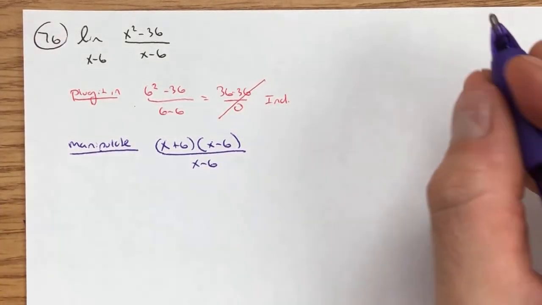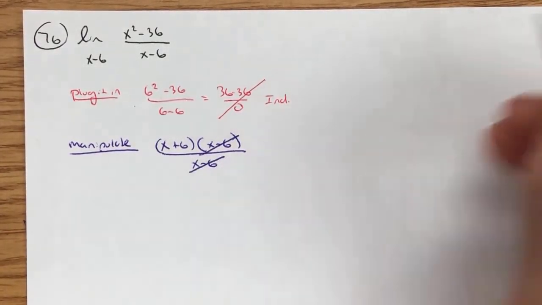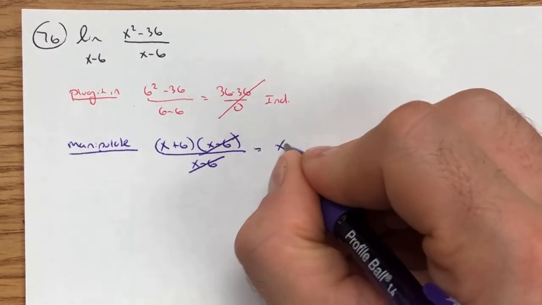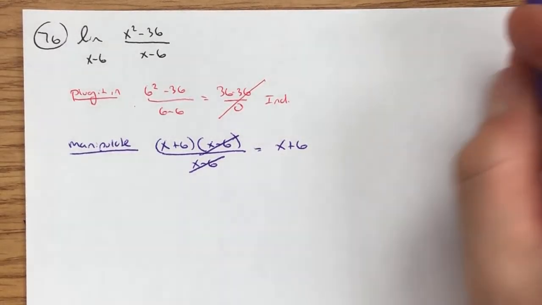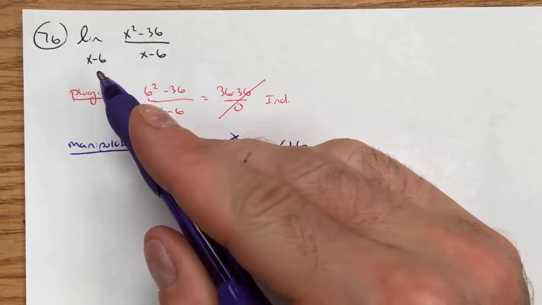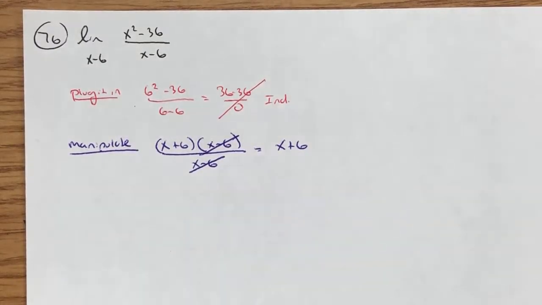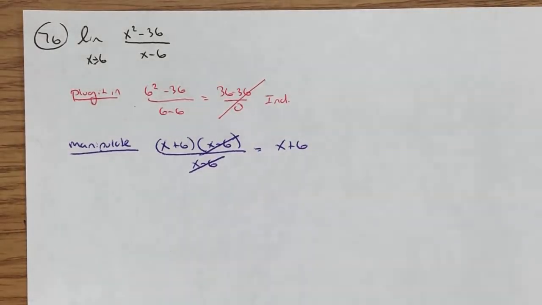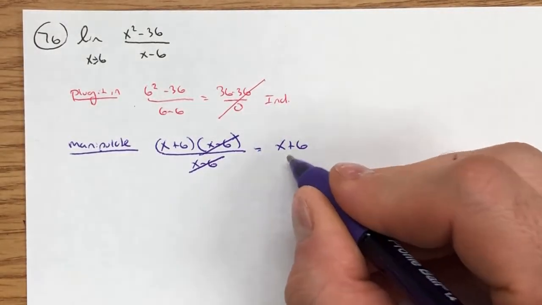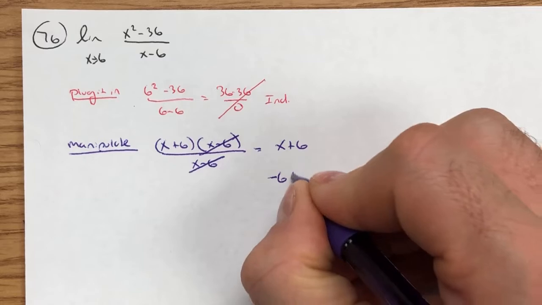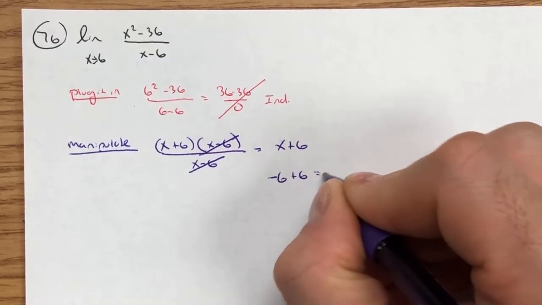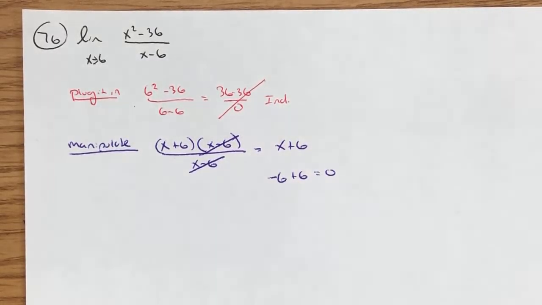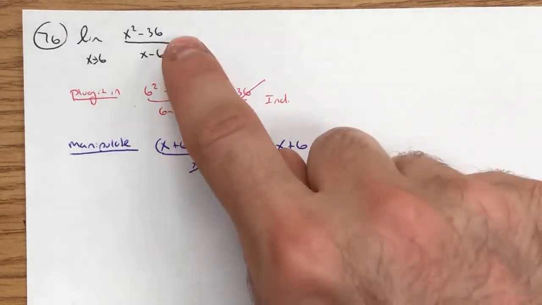Lo and behold, we notice that when we factor it, these cancel out. I'm left with an x plus 6. And now I'm going to try and plug in my 6. Not as x minus 6, as x approaches 6. Silly goose. So now when I plug in the 6, I will get 6 plus 6, which is 12. So we know the limit algebraically is going to be 12.